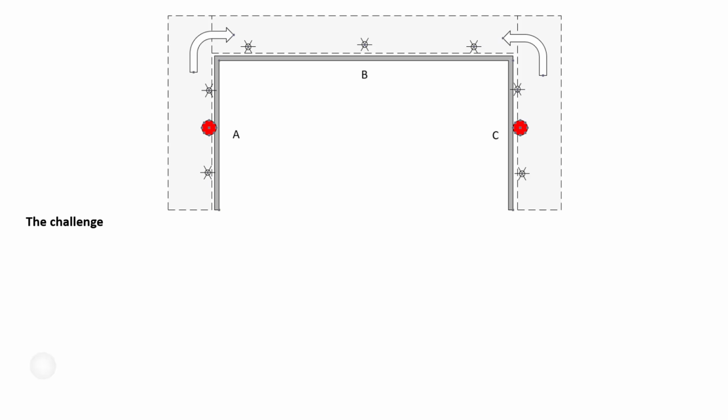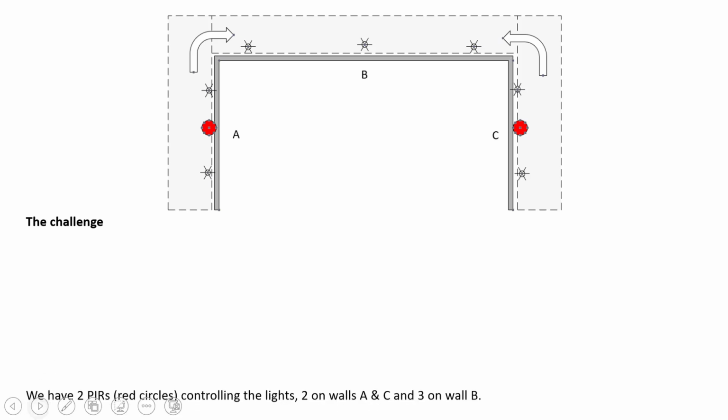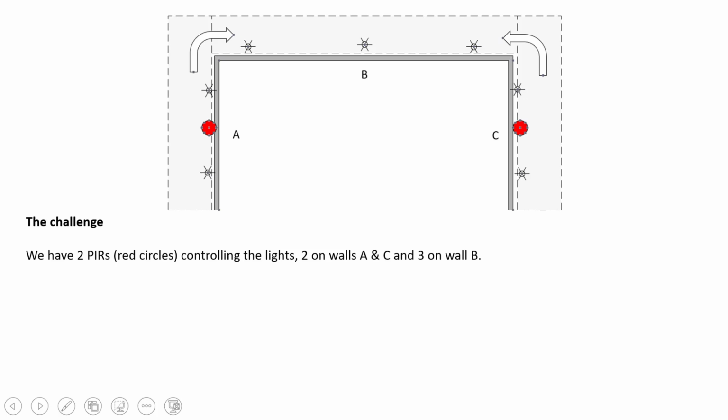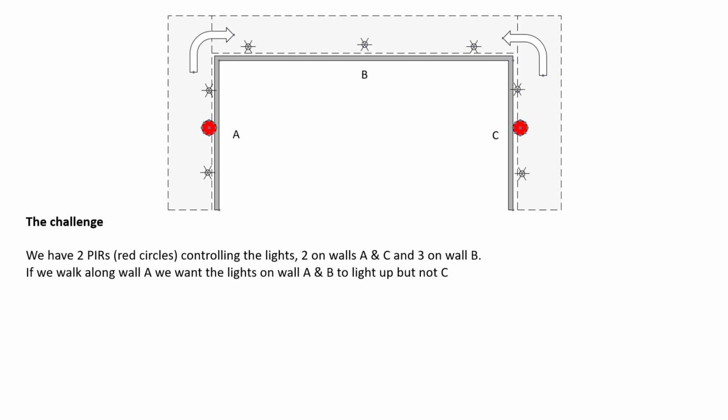Right, back to the challenge. So what we are doing, the challenge is, we've got two PIRs, which are the two red circles. And what we want to do, let's just go to the next bit. So if we walk along wall A, for example, we want the lights on wall A to light up. That's the two sparkly dots.